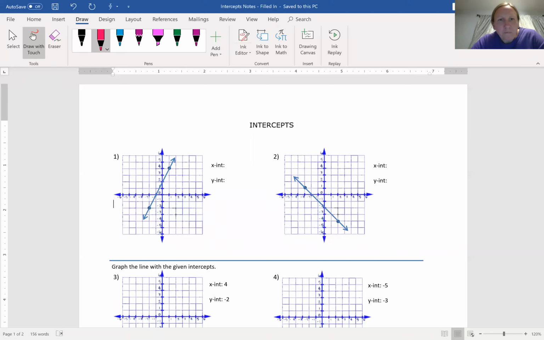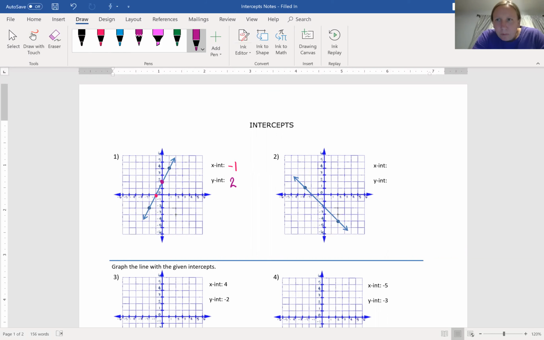So in number one, the x-intercept is where our line hits the x-axis. Remember, the horizontal axis is the x-axis. So it hits it right here. So our x-intercept is -1. The y-intercept is where it hits the y-axis, which is the vertical one, and that hits it right here. So our y-intercept is 2.